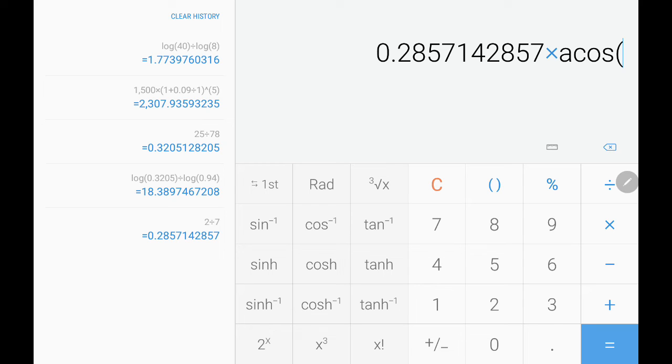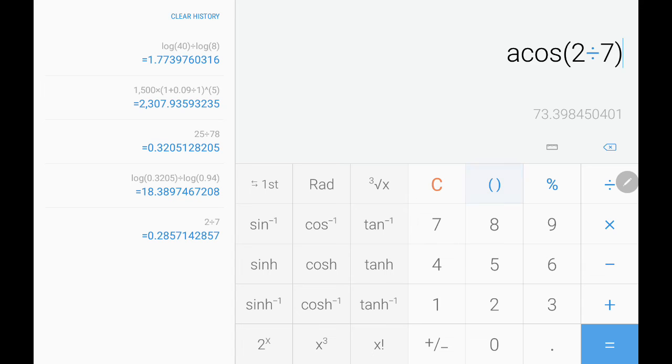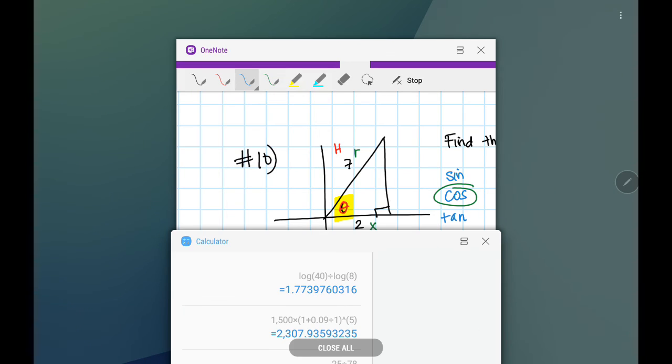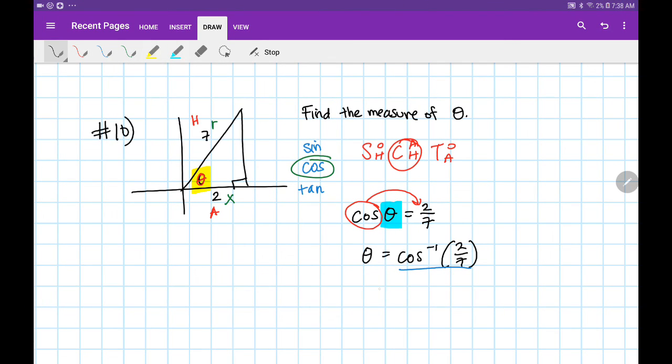Oh, as you can see, my calculator doesn't work backwards like an iPhone. So iPhone people, that should have worked for you, but Androids, I'm going to hit cosine inverse, 2 divided by 7. Android people, yours will look like mine. And the answer is 73.398. Rounding to 2 decimal places, I get theta equals 73.40 degrees. And we're finished.